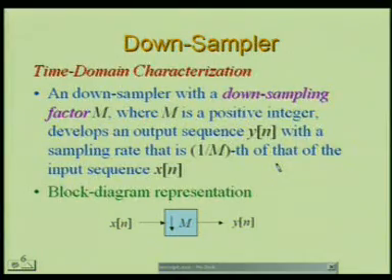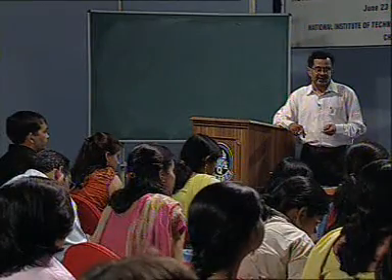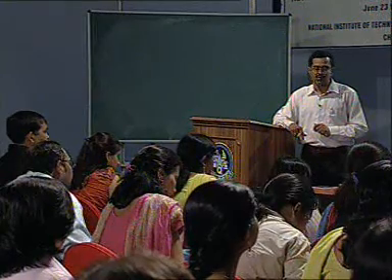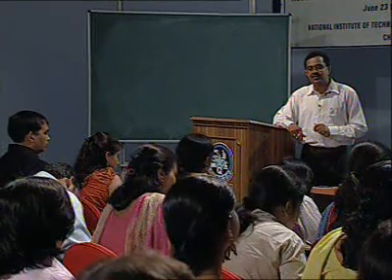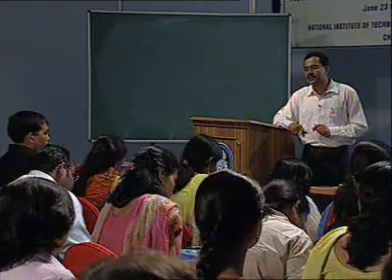A downsampler with a downsampling factor M, where M is a positive integer, develops an output sequence y[n] with a sampling rate that is 1 divided by Mth of that of the input sequence x[n]. So, the reverse is the situation here. Upsampling we have understood. Through upsampling, I can increase the sampling rate by a factor of L. Here I can decrease the sampling rate. Downsampling means I can decrease the sampling rate by a factor of capital M.